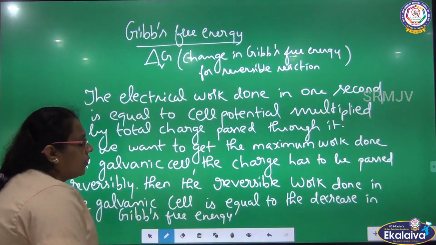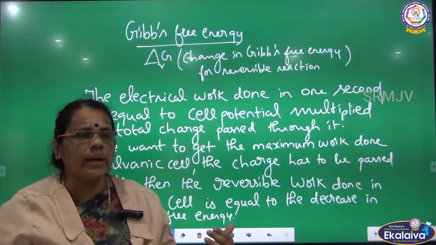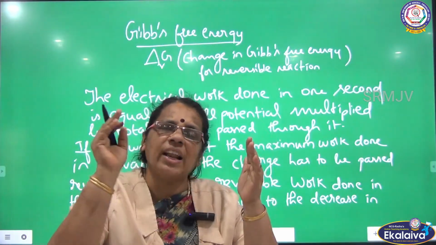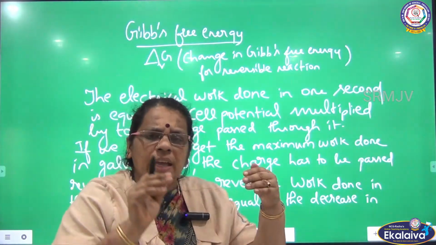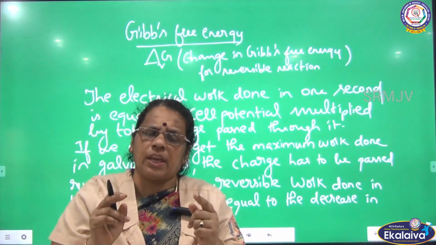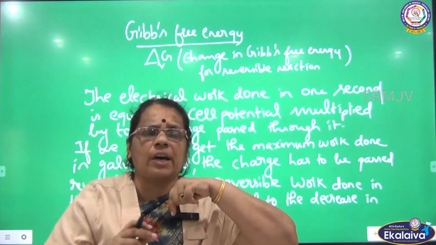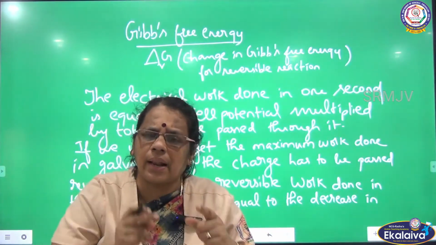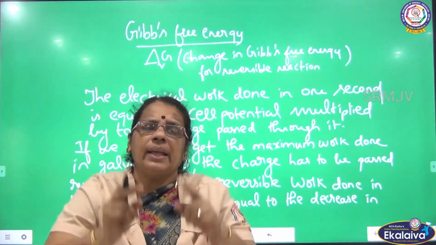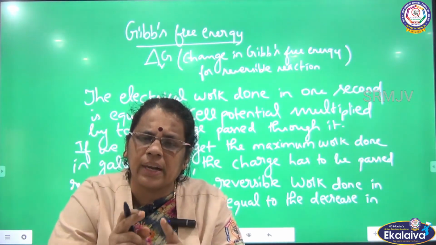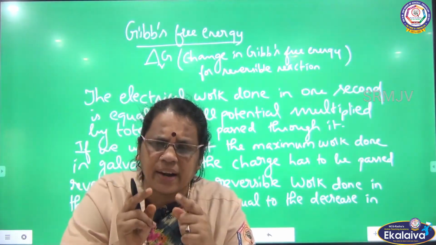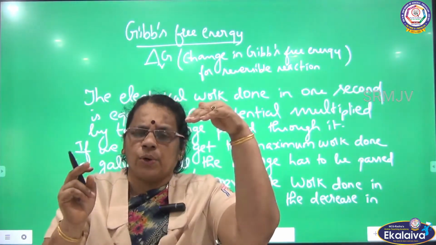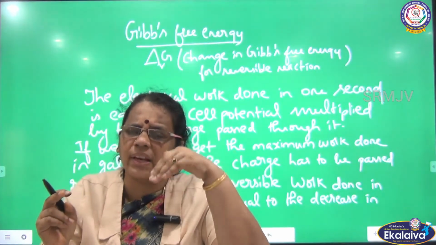So what is it that we are seeing here? This slide talks about how we are going to equate the cell potential and the Gibbs free energy. Electrical work done in 1 second is equal to the cell potential multiplied by the total charge passed. If I want to get maximum work done in the galvanic cell, I have to pass the charge reversibly. In such a case, the reversible work done in the galvanic cell is equal to the decrease in Gibbs free energy.